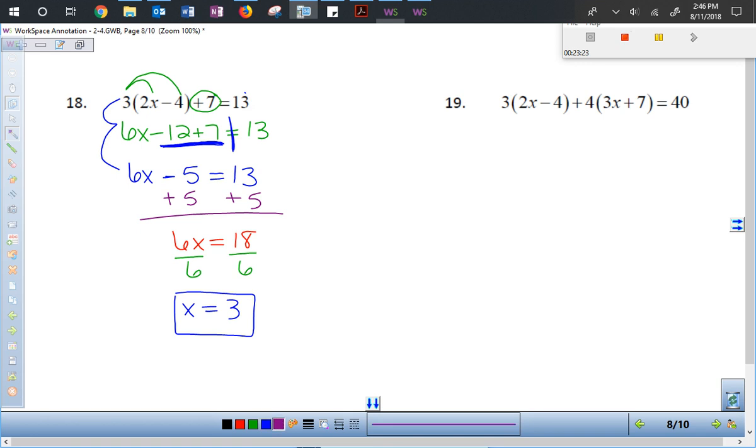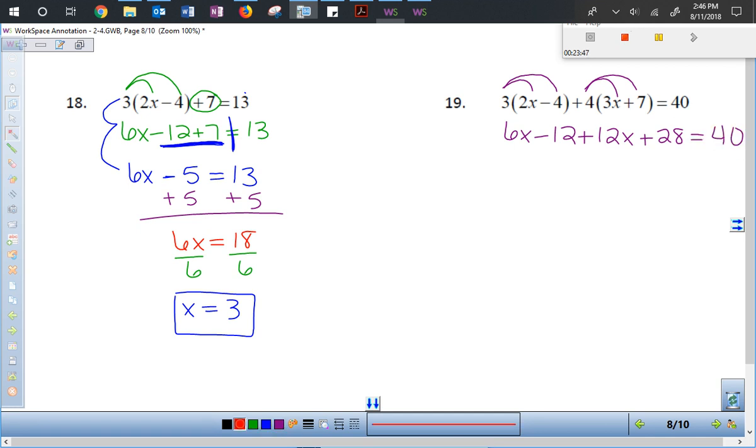All right, number 19. We've got two sets of distribution here, so be careful. 3 times 2x is 6x. 3 times negative 4 is negative 12. Plus 4 times 3x is 12x. 4 times 7 is 28. Bring down your equal sign, 40.